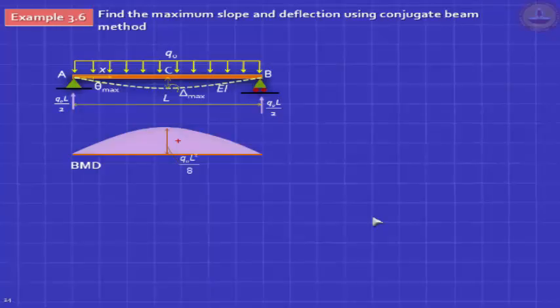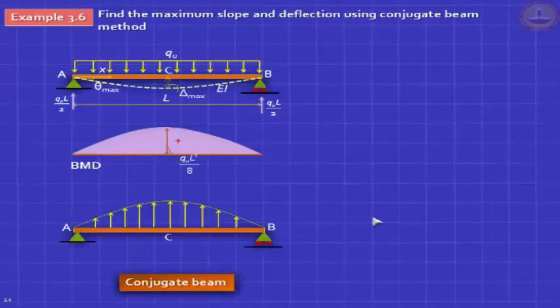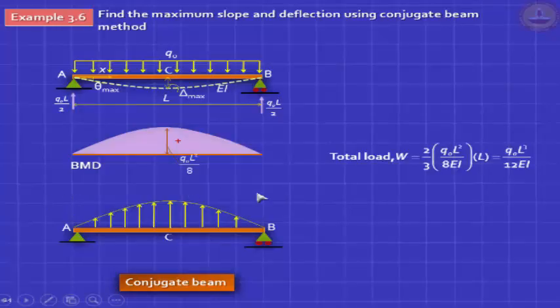What's your conjugate beam? Your primary beam, your main beam, your real beam is simply supported, so the conjugate beam is also simply supported. And you have a distributed loading like this. The same diagram comes here. And find the total area of this parabola. Total area will be 2/3 the rectangle.